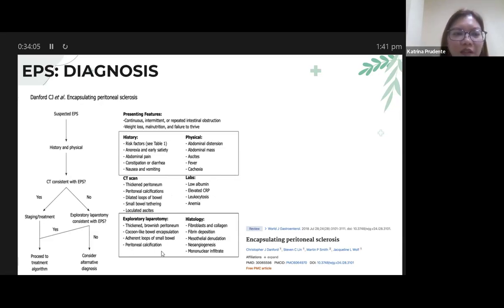If we go further down, to diagnose EPS we could do the exploratory laparotomy for the visualization of the peritoneum, where we can see thickened brownish peritoneum or a cocoon-like bowel encapsulation, adherent loops of small bowel, and peritoneal calcifications. And again, for biopsy, what we expect to see in the histology is fibroblasts and collagen, fibrin deposition and mesothelial denudation, and neoangiogenesis and mononuclear infiltrate. This, however, was not done for this patient.